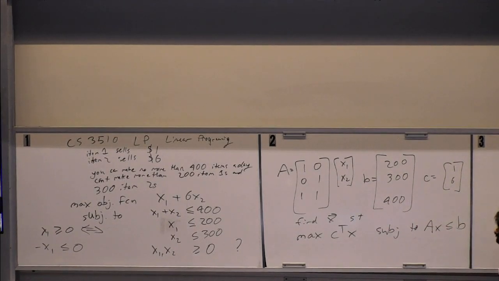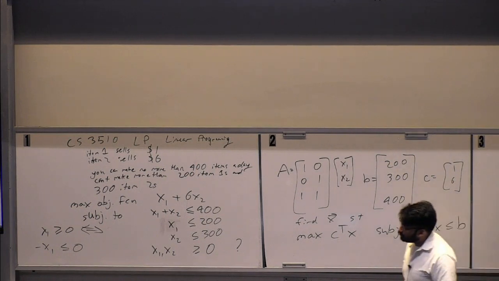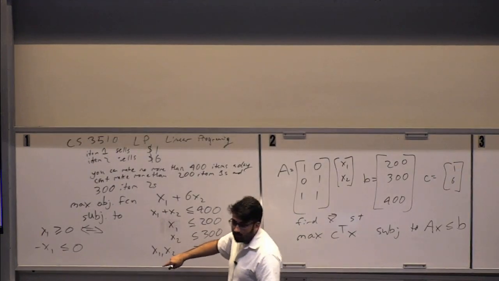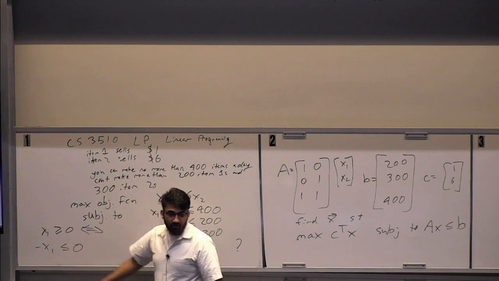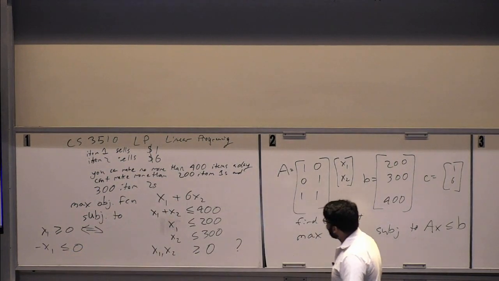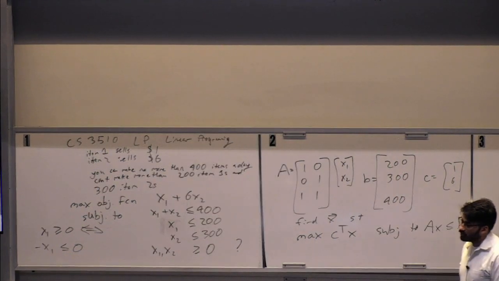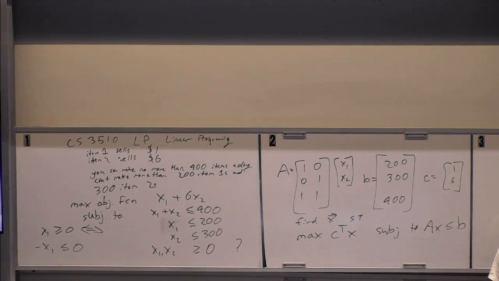Does it communicate less information? Kind of, because you can visualize these being positive rather than visualizing these being non-negative. But that allows you to put it in standard form. And oftentimes we just assume that x1, x2 are positive. But the great thing is, once you put it in standard form, you get to apply all the algorithms, because the algorithms assume that the problem is in standard form.